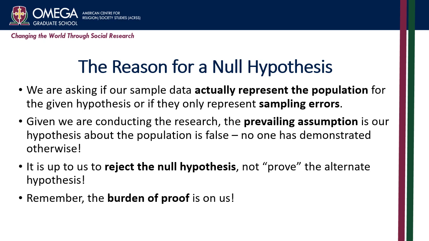It's up to us to reject the null hypothesis, not necessarily to prove the alternate hypothesis. But by rejecting the null hypothesis, we can accept the alternate hypothesis. The important thing to remember here is the burden of proof is on us. We're making a conjecture about people's behavior in social science research. We're making an educated guess with our hypothesis. And so what we actually have to do is reject that it's not the case in order to accept the alternate hypothesis that it is in fact the case.